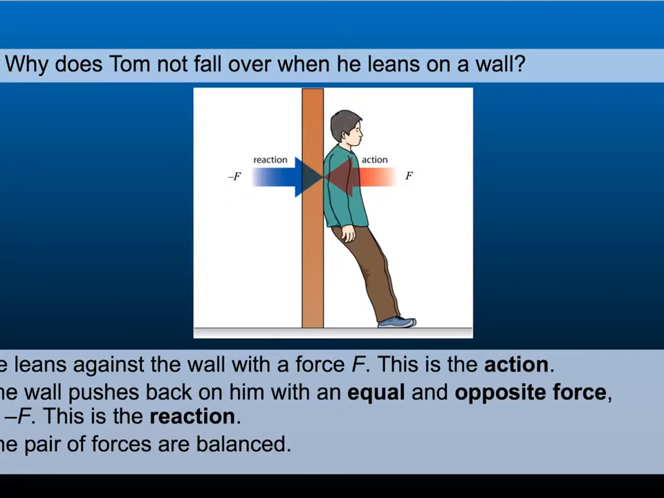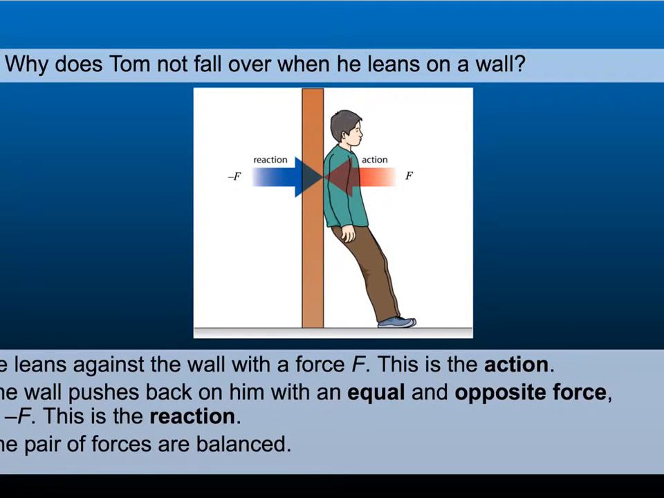Okay, so look at the diagram. Why does Tom not fall over when he leans on the wall? This is because he's leant against the wall with a force F, represented by the red arrow. Now forces normally come in pairs. So for the force F, represented by the red arrow, there's also the force minus F, which is represented by the blue arrow. It's got a minus in front of it to show that it's acting in the opposite direction.